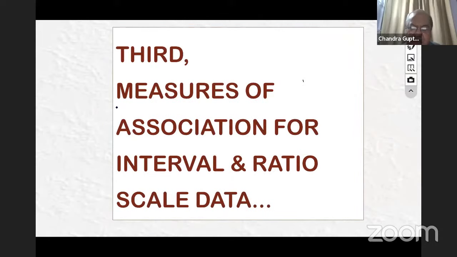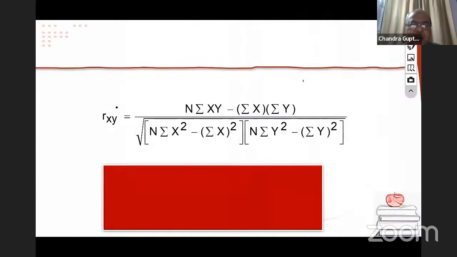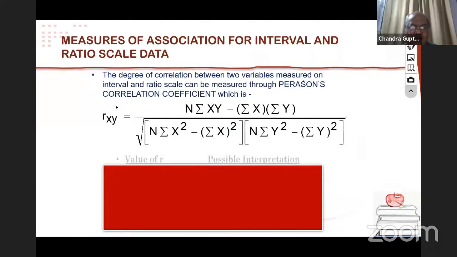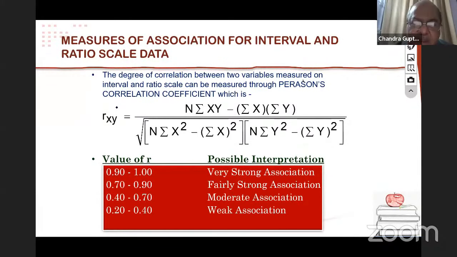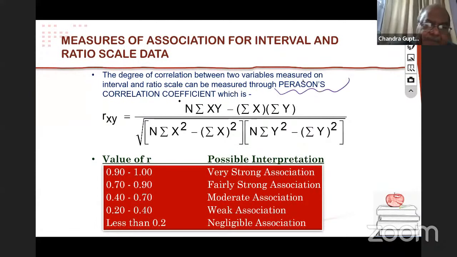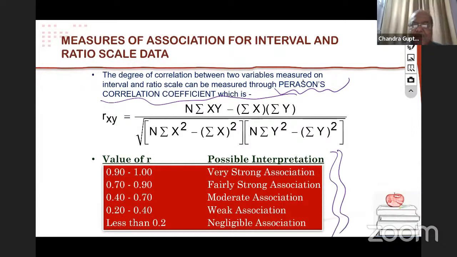And if you have interval scale data or ratio scale data, there you can make use of our famous measure of correlation, which is called Pearson's correlation coefficient. So nominal data, go for Cramer's phi, Cramer's V. Ordinal data, rank correlation or gamma. And if it is scale data, you can make use of Pearson's correlation.